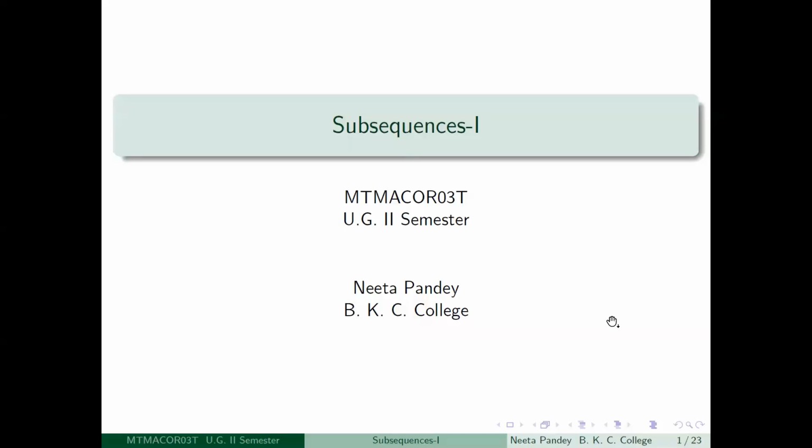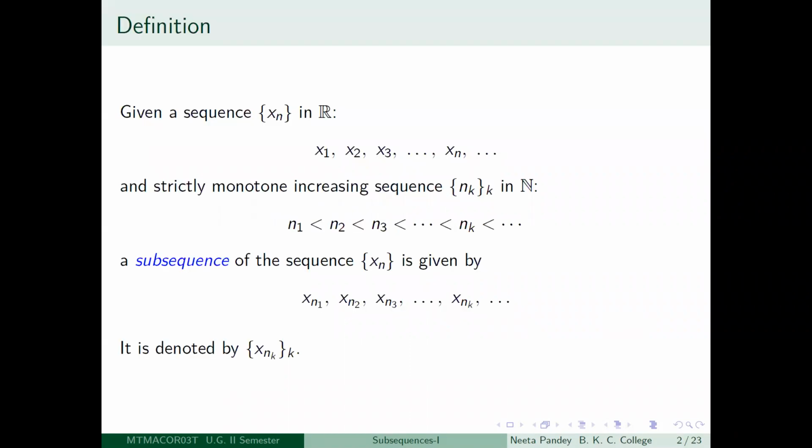So in this first part of lectures on subsequences, we will give the basic definitions, a few examples and results, and look at the proof of the Bolzano-Weierstrass theorem for sequences. Okay, so first of all, let us look at what we mean by a subsequence.